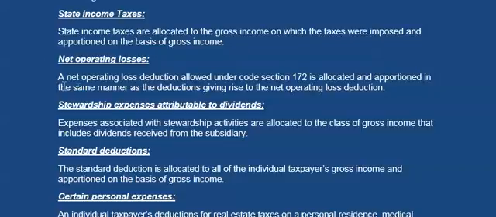Net operating losses. A net operating loss deduction allowed under Code Section 172 is allocated and apportioned in the same manner as the deductions giving rise to the net operating loss deduction. Stewardship expenses attributable to dividends. Expenses associated with stewardship activities are allocated to the class of gross income that includes dividends received from that subsidiary. Standard deductions. The standard deduction is allocated to all the individual taxpayer's gross income and apportioned on the basis of gross income.